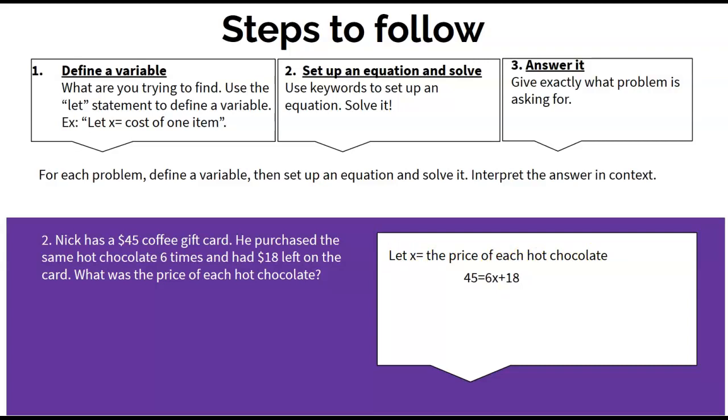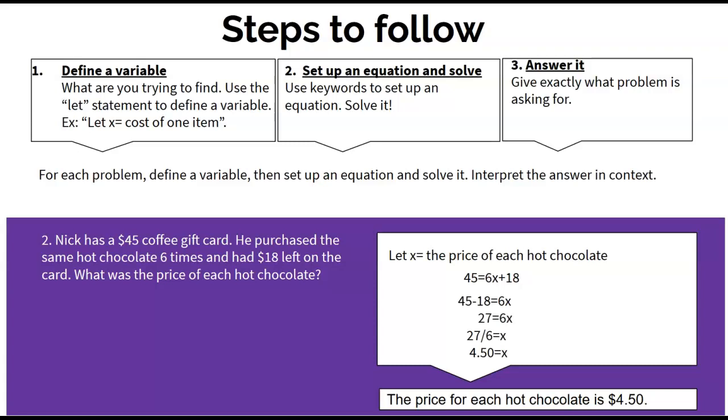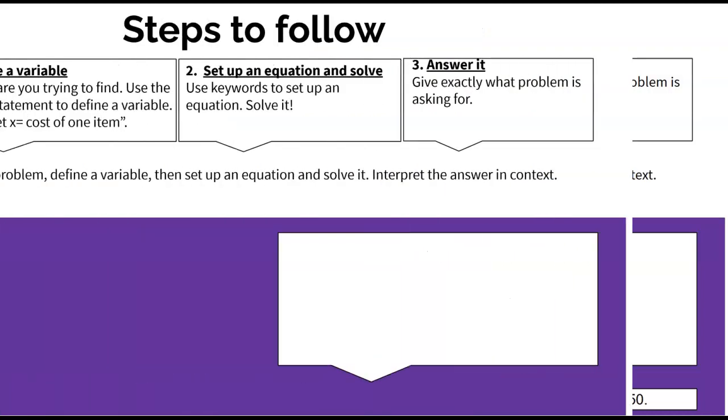Then I'm going to set up an equation. $45 gift card covers 6 hot chocolates, so 6 times x plus $18 that's left on the card. Now, how do we solve it? Of course, we subtract 18 from both sides first. We get 27. When you divide 27 by 6, you get 4.5 or 4.50. So then to interpret the answer in context, you're going to say the price for each hot chocolate is $4.50. And the next question.